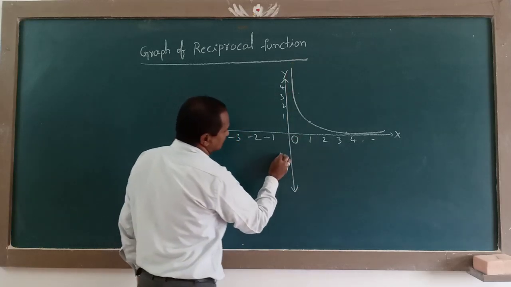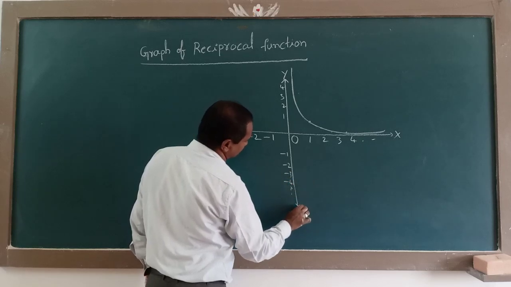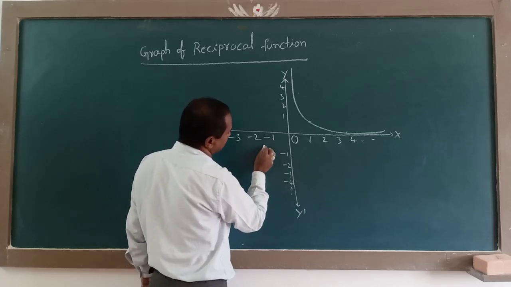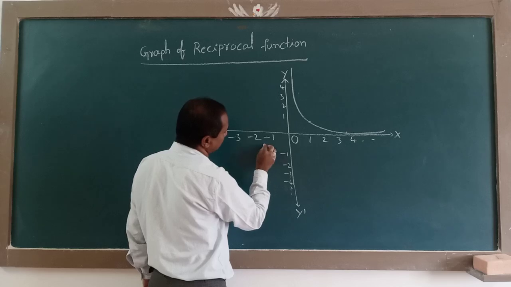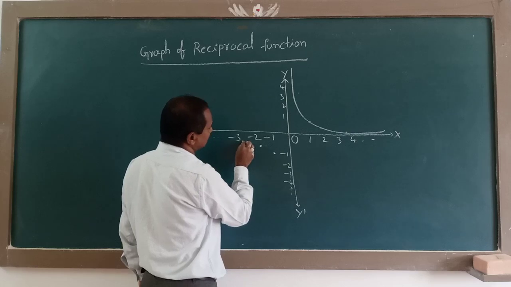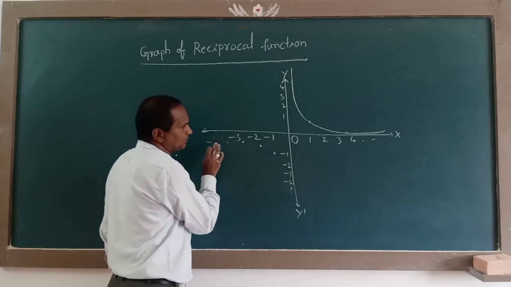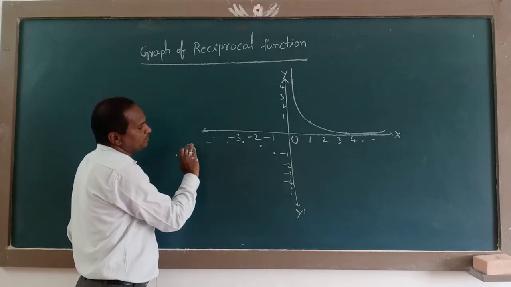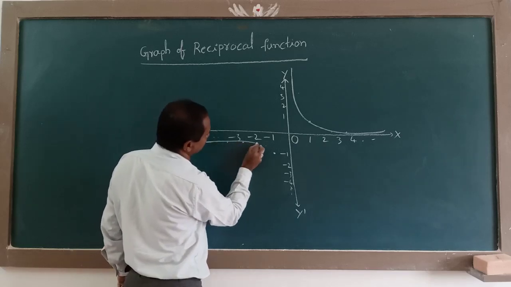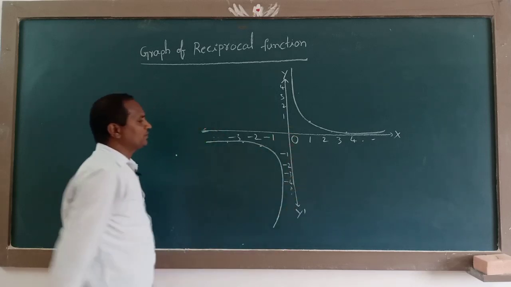Here also minus 1, minus 2, minus 3, minus 4 like this. Minus 1 by minus 1. Minus 1 by 2, minus 0.5 will come. 1 by 3, 0.33 like this, 0.25 like that here. If you plot the points, after plotting those points, you join them with the help of the freehand method like this. It is the graph of the reciprocal function.